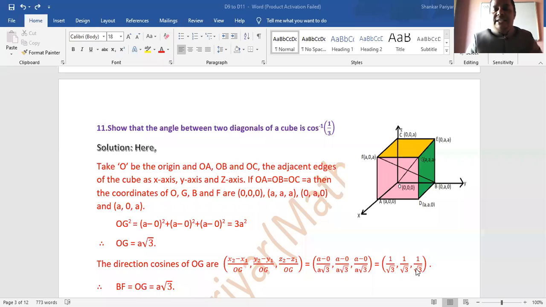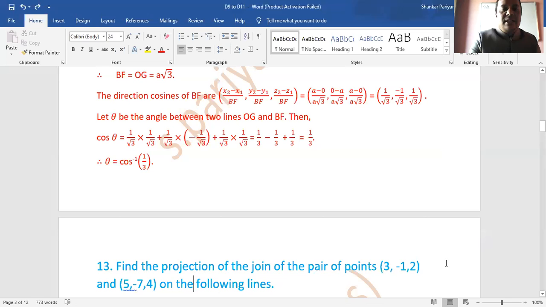As you know, it is a cube. In a cube, the lengths of all the diagonals are equal. Actually, there are 4 diagonals in the cube, so this length is equal. Therefore, you can write here that the length of OG and the length of BF are equal. These both lengths are equal.